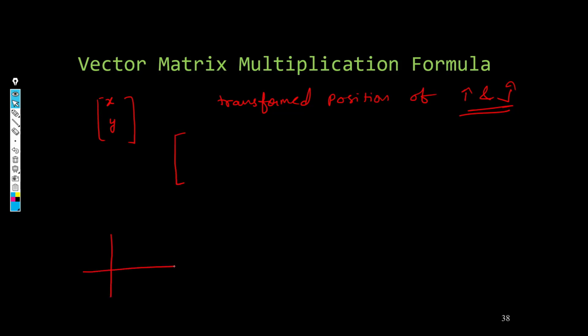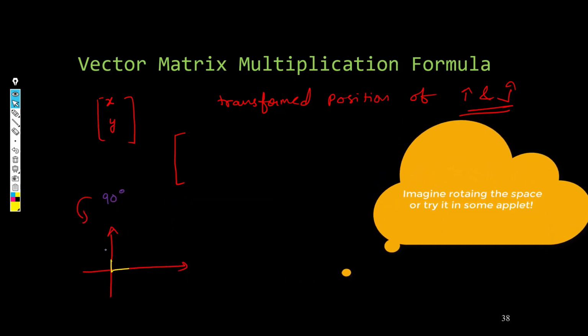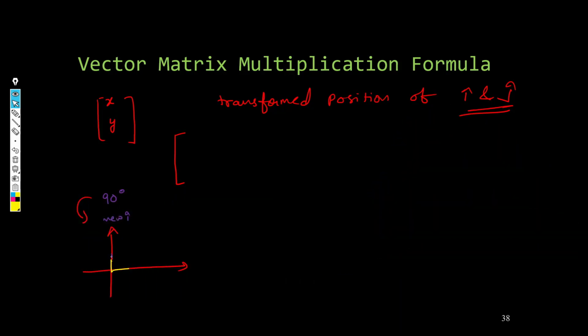For example, this is your xy axis and you just want to rotate it anti-clockwise. Anti-clockwise means like this, 90 degrees. So after the rotation, i hat and j hat will switch position. You are doing 90 degrees anti-clockwise, so your new i hat would be here. The purple line which I am drawing would be the new i hat, right?